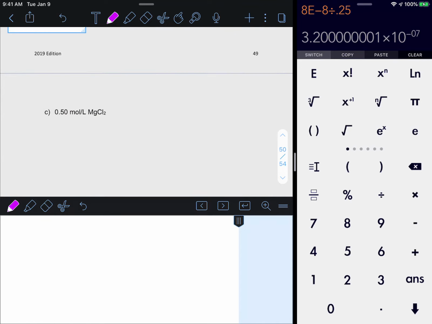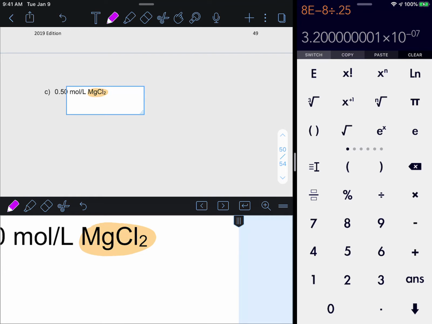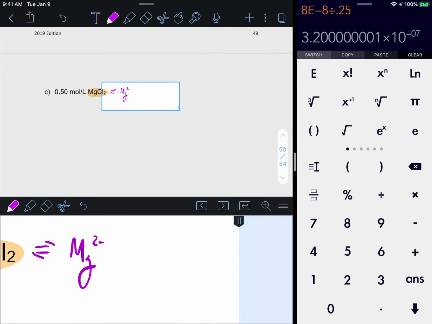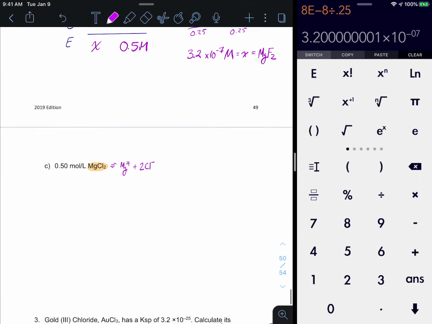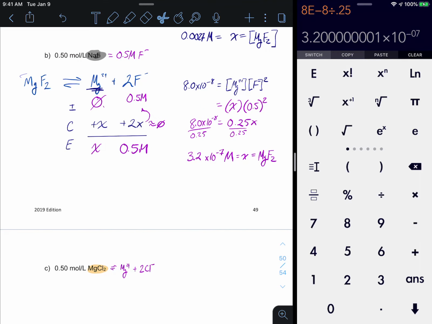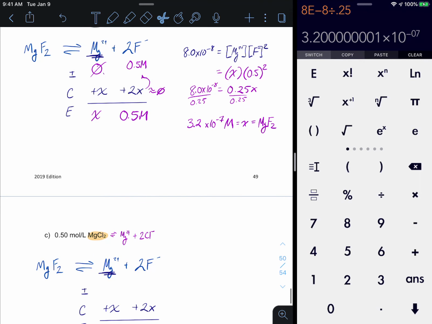Okay, so now let's try this one. In this example, we have a chlorine. So thinking about that, this is the same as magnesium 2+ and 2 chlorine ions. So if we cared about the chlorine ions, then that would be important. Otherwise, in this case, we do not care about the chlorine. We care about the fluorine. So I'm going to copy all of this. We care about the fluorine and we care about the magnesium. So that's the only two that we care about.